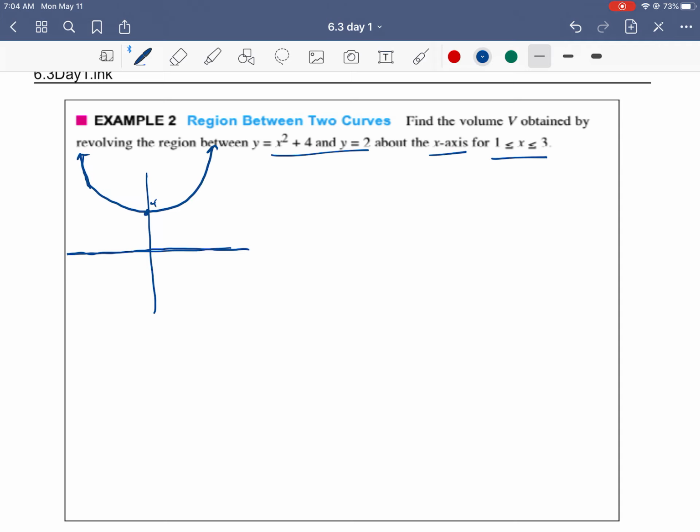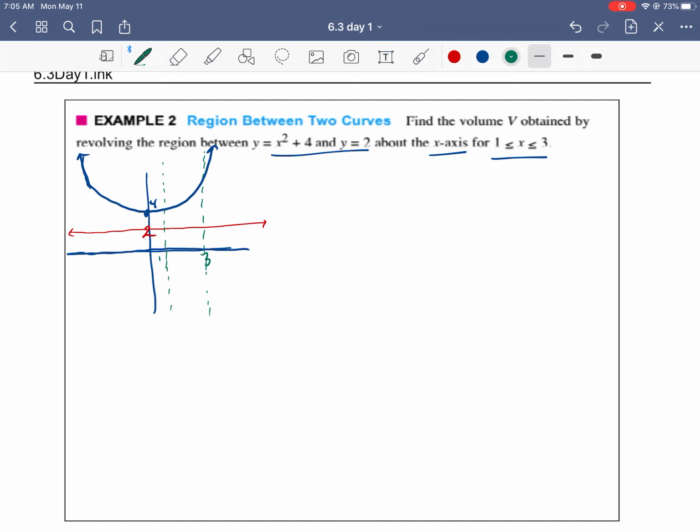The 4 is very significant, mostly because we now have a horizontal line at 2. So we needed to know that this would be below. That's very important. And the region is only from 1 until 3. So those are like vertical asymptotes. They bound the space that we are focusing on, 1 and 3.